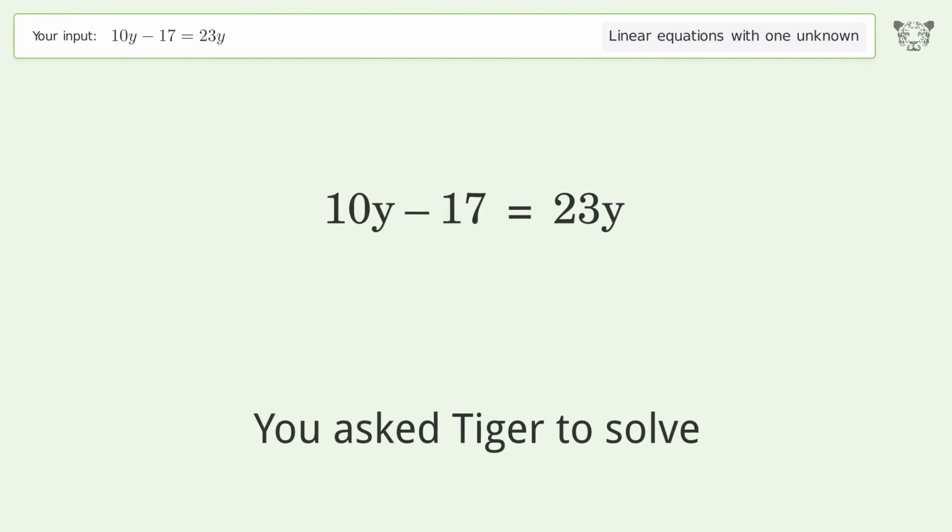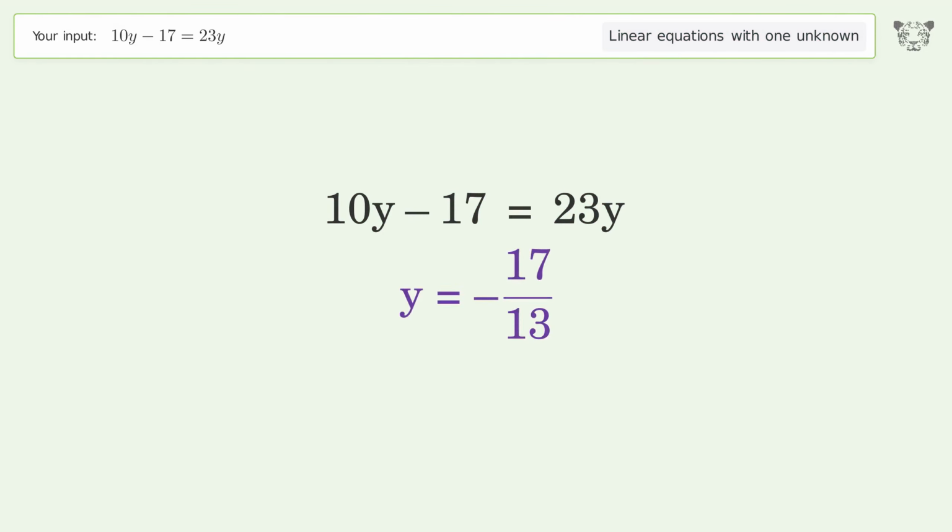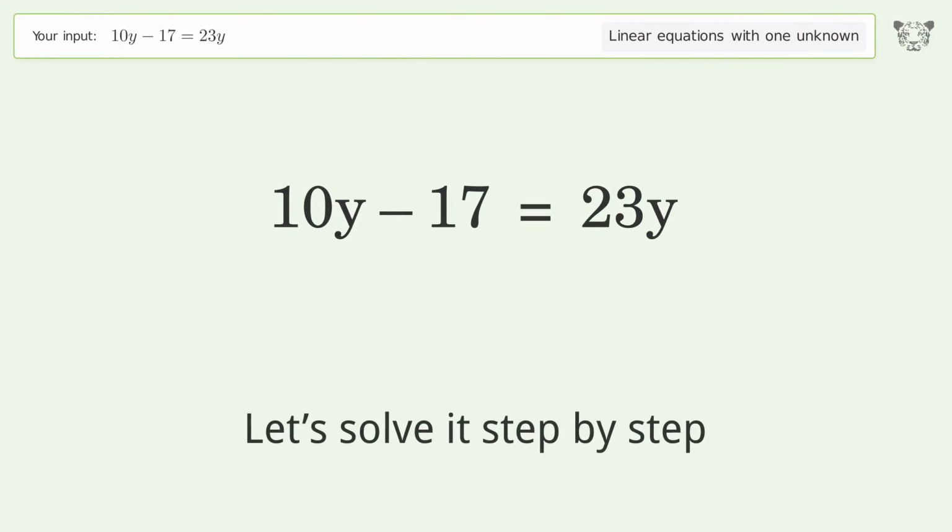You ask Tiger to solve. This deals with linear equations with one unknown. The final result is y equals -17/13. Let's solve it step by step.